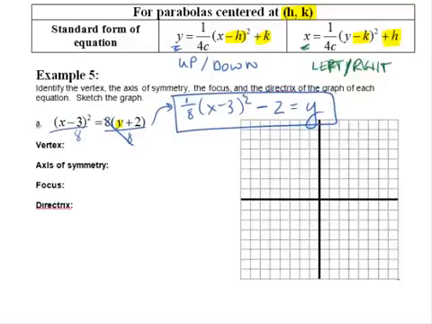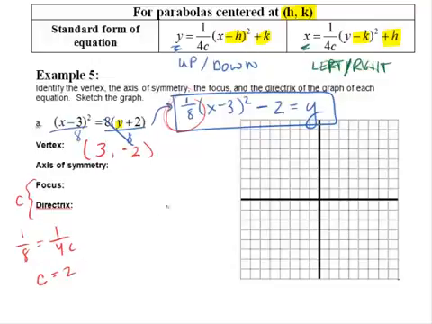So now we look like the up-down format here, and we see that the vertex is at +3, because again it's opposite the h, and then -2. Keep the k, whatever the k is here. Axis of symmetry, again, all that, we'll find that in a second. We need to figure out what c is, so we're going to take the 1/8. We're going to say 1 over 8 equals 1 over 4c. This implies that c is 2.